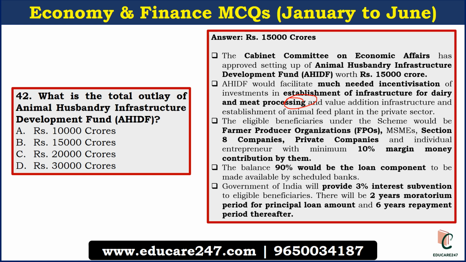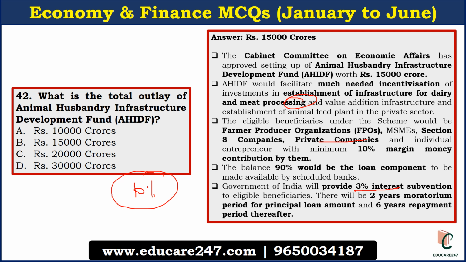It will help private players and entrepreneurs. The eligible beneficiaries under this scheme would be farmer producer organizations, MSMEs, Section 8 companies, private companies and individual entrepreneurs with minimum 10% margin money contribution by them. So basically for project development, 10% money will be borne by the entrepreneur or company, and the rest 90% they will get as a loan from this fund. Government of India will provide 3% interest subvention to eligible beneficiaries.